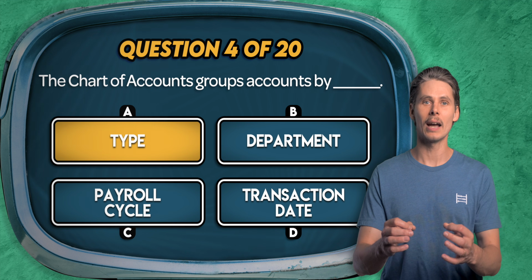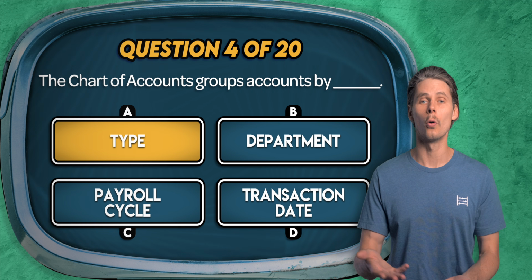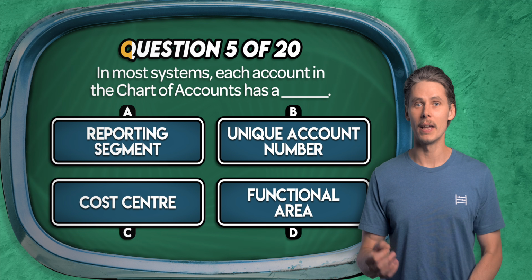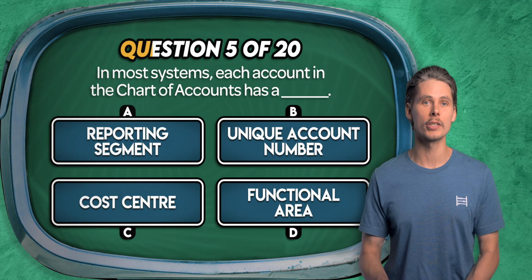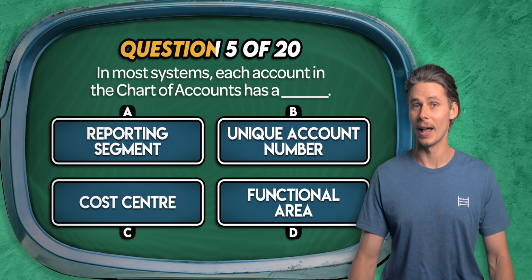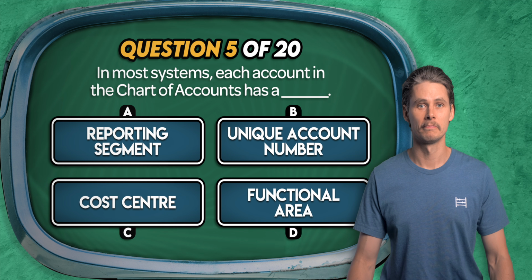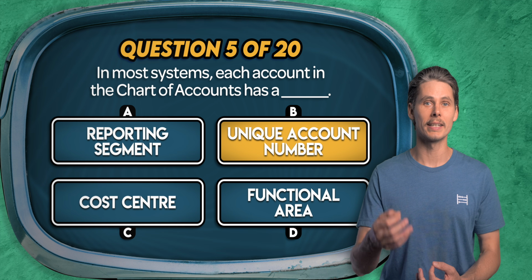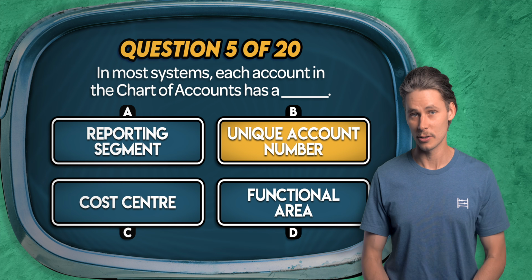Question 4. The chart of accounts groups accounts by type, department, payroll cycle, or transaction date. It's A. Accounts are usually grouped by type or category. Question 5. In most systems, each account in the chart of accounts has a reporting segment, a unique account number, a cost center, or a functional area. It's B. Account numbers are assigned in ranges based on their account categories.